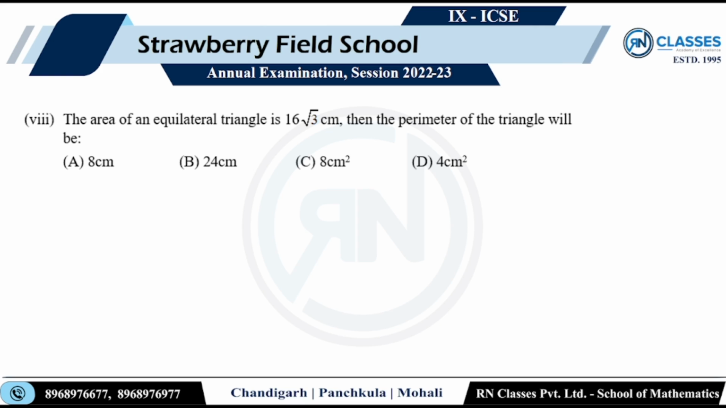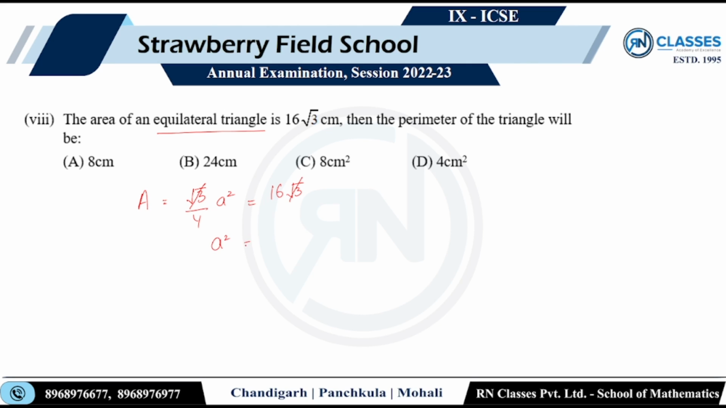Perimeter of the triangle is. Equilateral triangle के area की बात करी, right? Equilateral triangle का area होता क्या है वैसे? Root 3 by 4 a square, right? So this is equal to 16 root 3. Root 3 cancel हो गया.